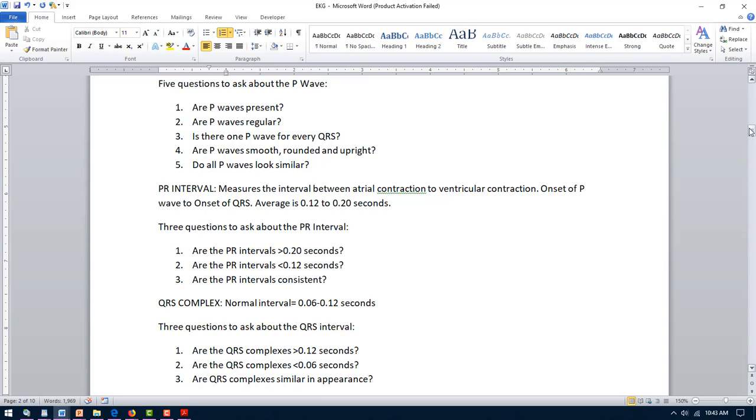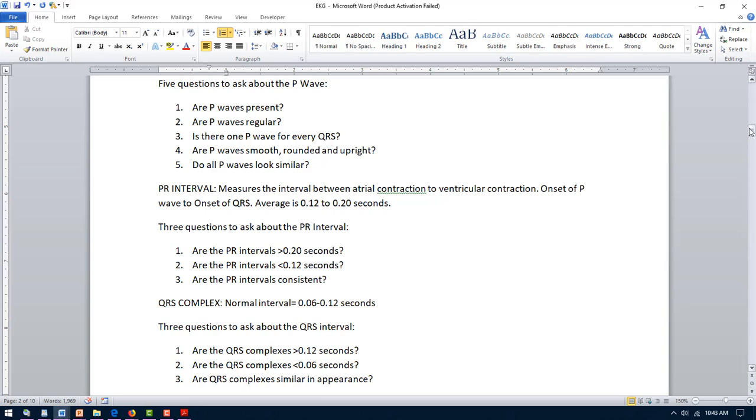The PR interval actually indicates how long that impulse takes going from the SA node down the AV node down to the bundle of His, and then down through the bundle branches and then off to the Purkinje fibers. So it tells us about the type of block that we are looking at.